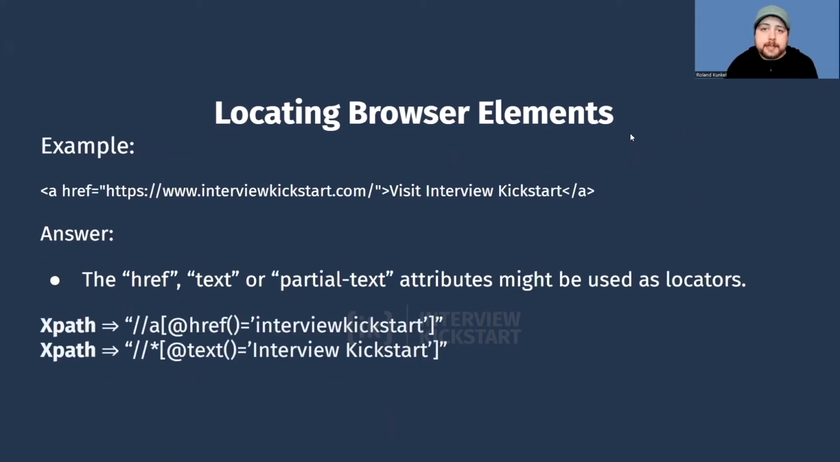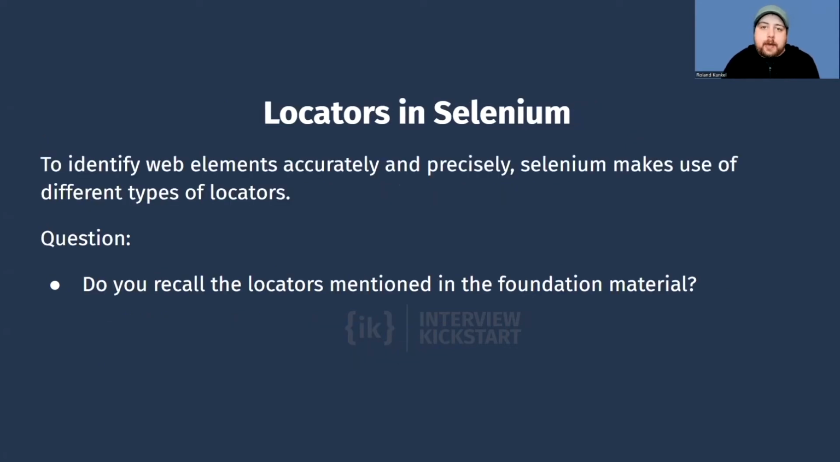So again, looking at that example we had before, we see that we could use the href, the text, or the partial text to identify this element more reliably. If we use a bad locator, or we try to interact with an element that isn't present or visible yet, we receive an exception on those errors. So it is imperative that we wait for an element to be visible, either through implicit or explicit waits, or have some other solution in place for that. Now, I'm sure you've all reviewed the foundation material, but do you recall the different locators that Selenium has available? If not, don't worry, we'll be covering those briefly now.